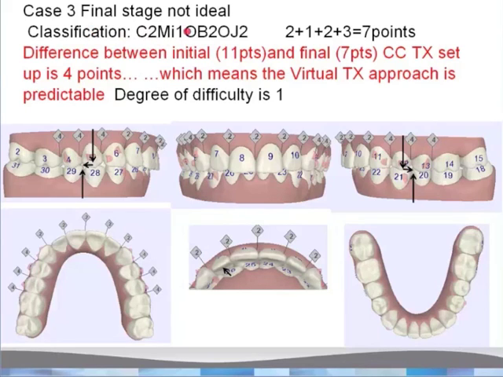So if we go through the classification just like we did with the initial one, where we still maintain the posterior occlusion at Class 2 and give it 2 points, midline at 1 point, overbite about the same as the most conservative approach. We went from 3 to 2, and we left the overjet the way it is, so I still included the overjet as a 3. That would still take it up to 7 points, but even with me giving a 3 for the overjet, which I could probably have given a 2, we're only at a 4-point difference. The 4-point difference between the initial and the final setup is less than 5, which means this is a very predictable approach as well.